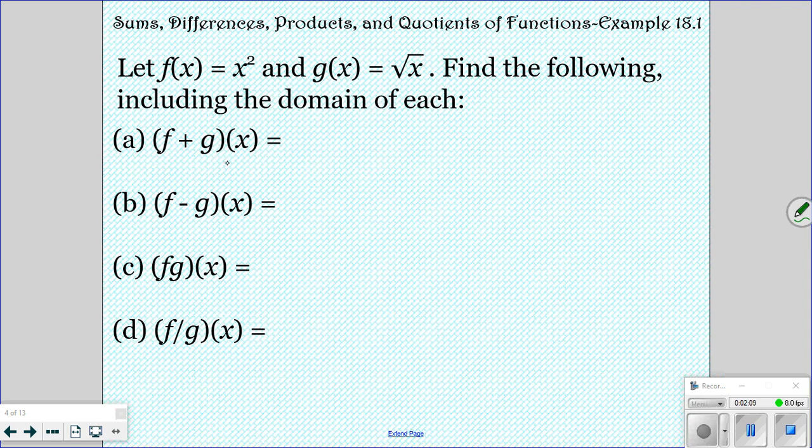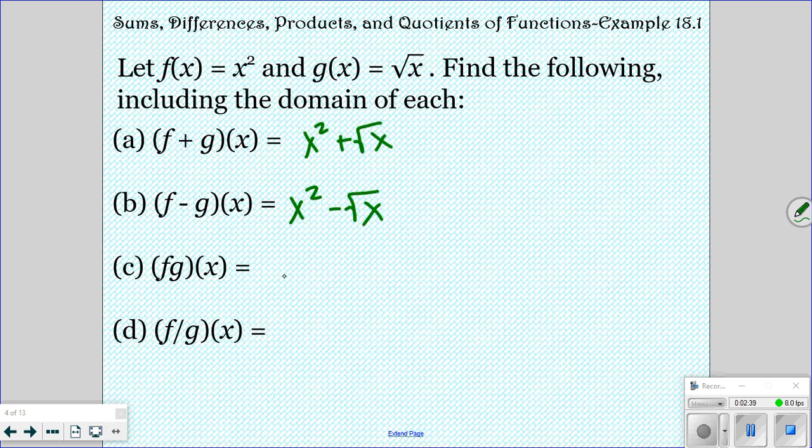When it says f plus g, our f function is x squared, our g function is square root of x. So that is x squared plus square root of x. You can't combine those, so you can leave it just like that. We're going to come back and do the domains in a minute. For this one, f minus g, f is x squared, g is, again, square root of x, so x squared minus square root of x. That's all you can do for that one.